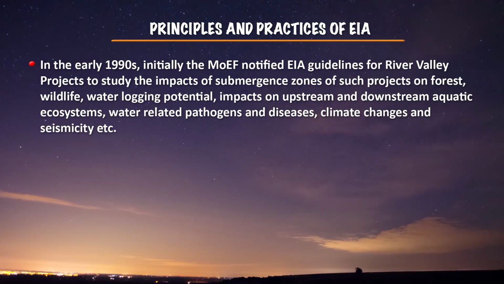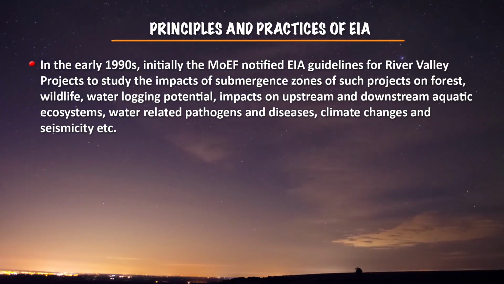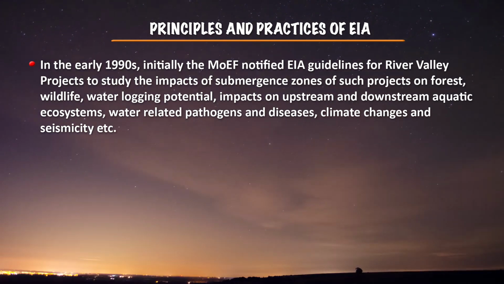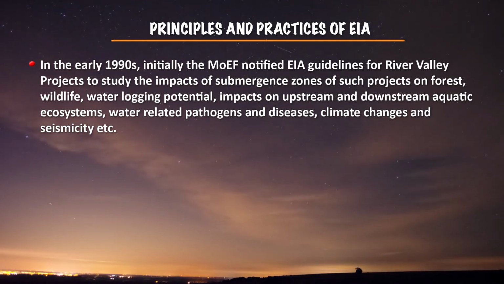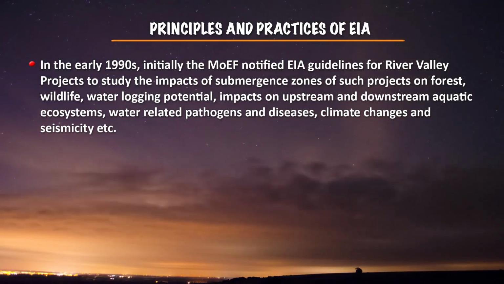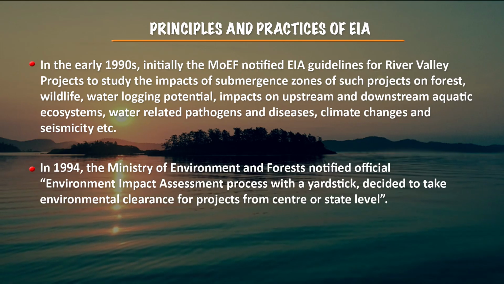In 1990 itself, the Ministry of Environment and Forest initially notified environmental impact assessment guidelines for river valley projects to study the adverse impacts of the submergence zones of the projects on forest, wildlife, waterlogging potential and impacts on upstream and downstream aquatic ecosystems, water related pathogens and diseases, climate changes and also seismicity. Many such aspects were considered.